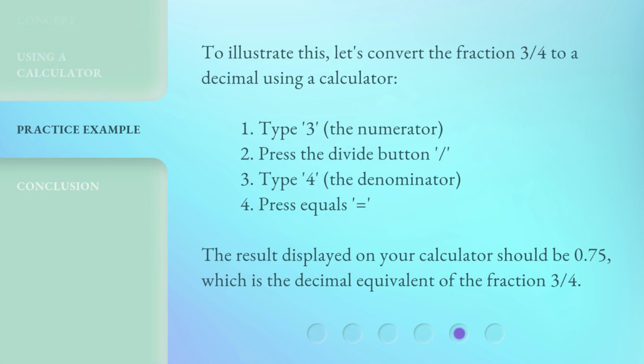To illustrate this, let's convert the fraction 3/4 to a decimal using a calculator. 1. Type 3, the numerator. 2. Press the divide button. 3. Type 4, the denominator. 4. Press equals. The result displayed on your calculator should be 0.75, which is the decimal equivalent of the fraction 3/4.